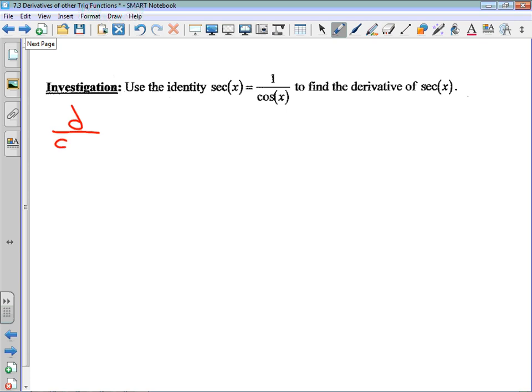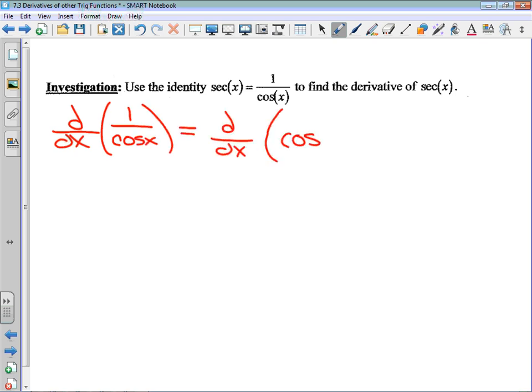We're going to take the derivative, and I want to show you that the derivative of 1 over cos x is the same thing as the derivative of cos x to the power of negative 1. We could have done this in the previous example as sine x to the power of negative 1, but I'd like to show you at least a couple different techniques as we go.